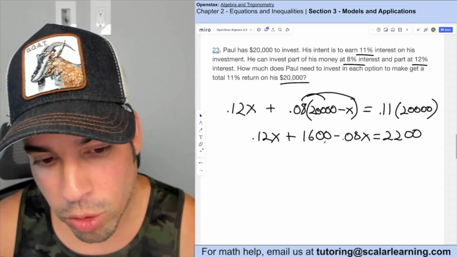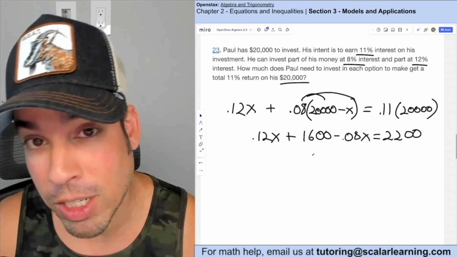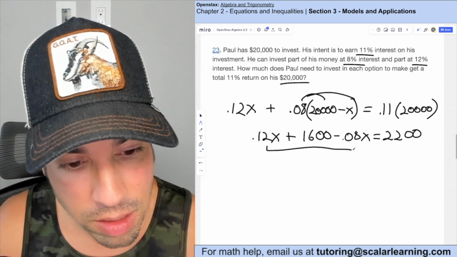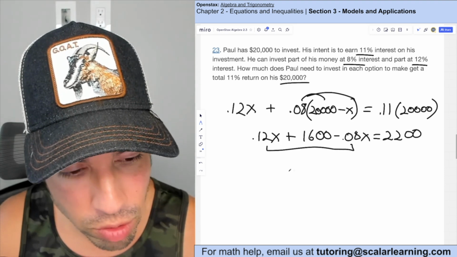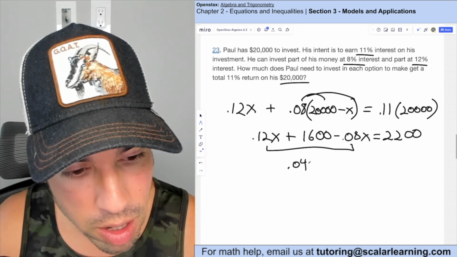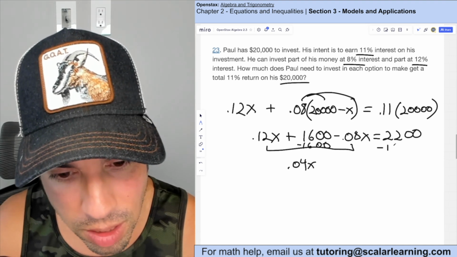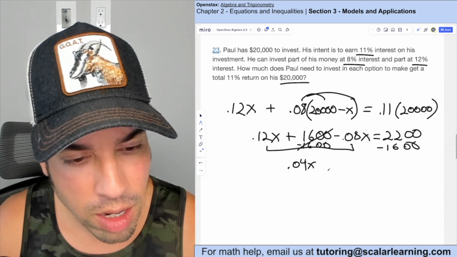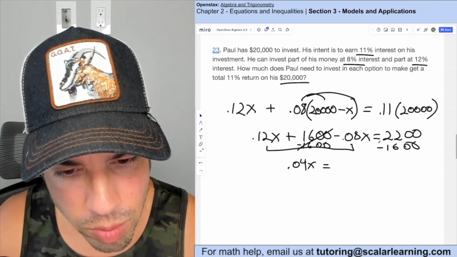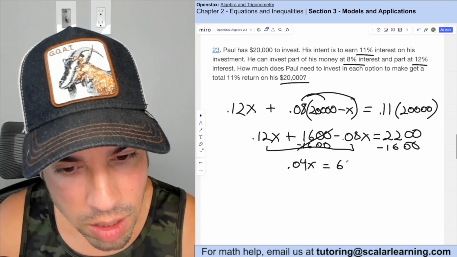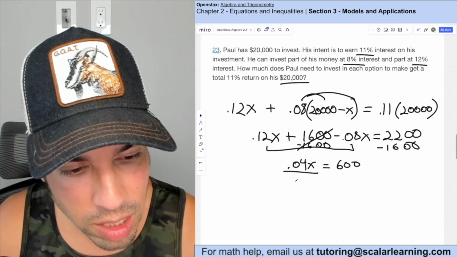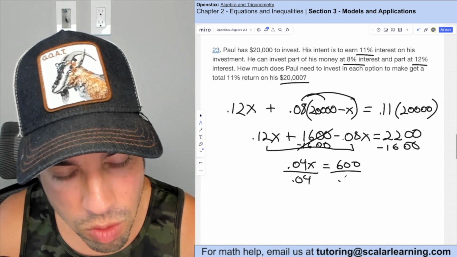Now, again, if you want to multiply by 100 and get rid of the decimals, you can. I'm actually not going to here. I'm going to leave it as is. So 0.12x minus 0.08x is 0.04x. And then I'm going to simultaneously subtract 1,600 from both sides, like so. And then we've got 0.04x equals, what is that, 600. And then we divide both sides by 0.04.